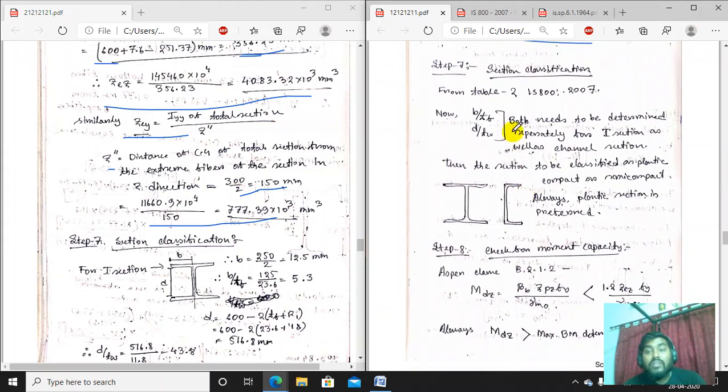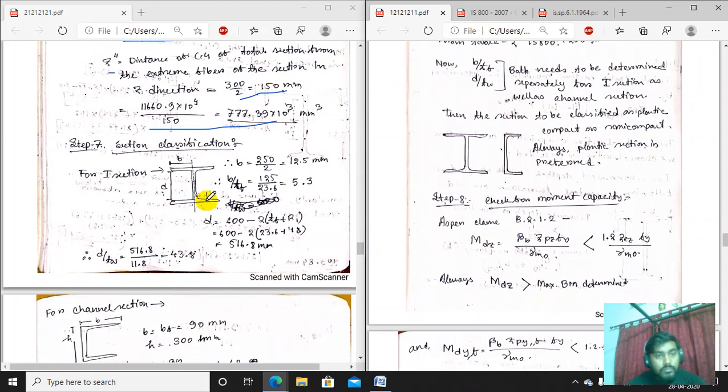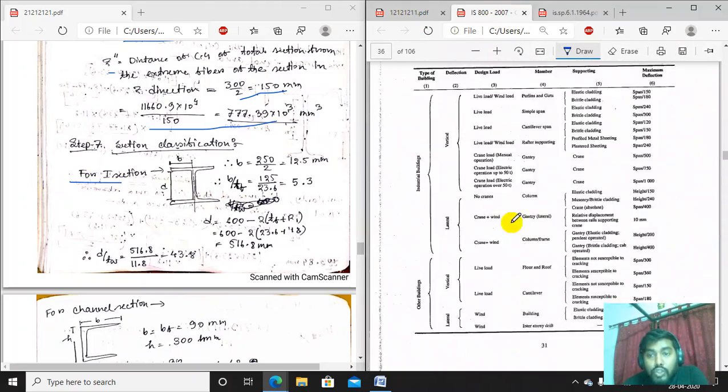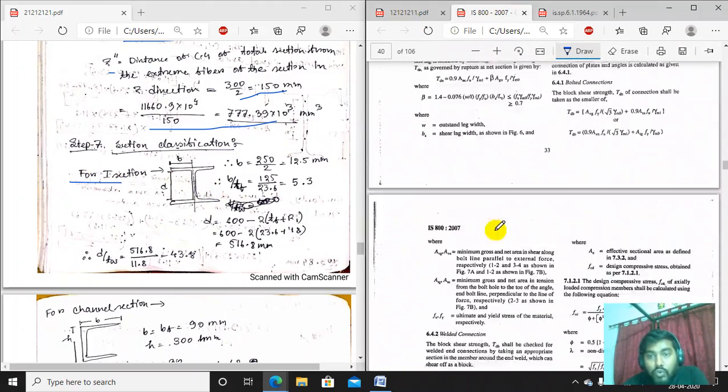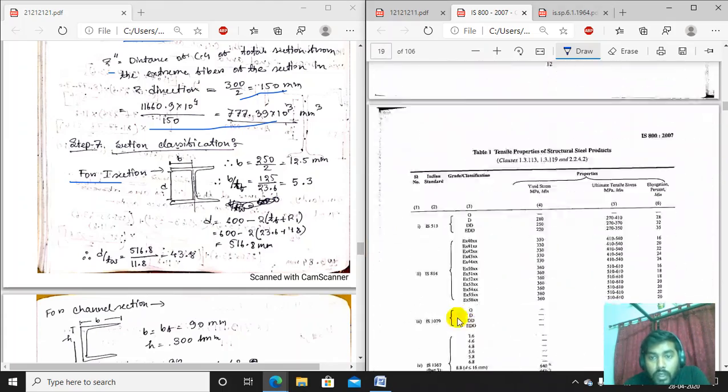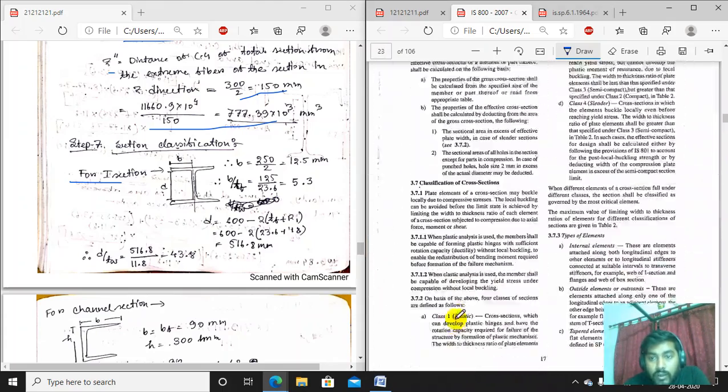Okay, now coming to the section classification. Section classification we have to determine for both the sections. It may be I, it may be channel. So first for the I section, it is determined as per table number 2. So let us go for table number 2 here. I think table number 2 is in the upright position. Okay, this is table number 2, I think.